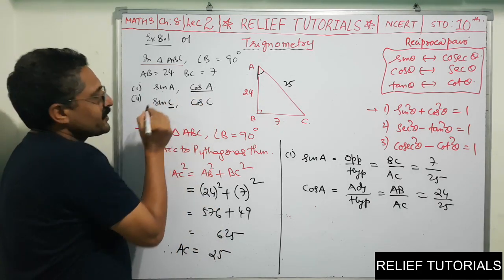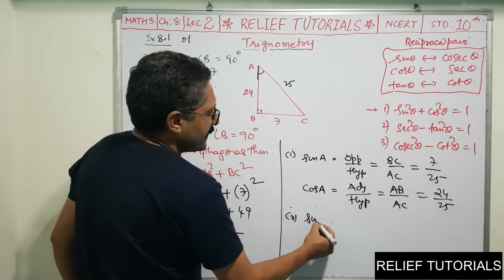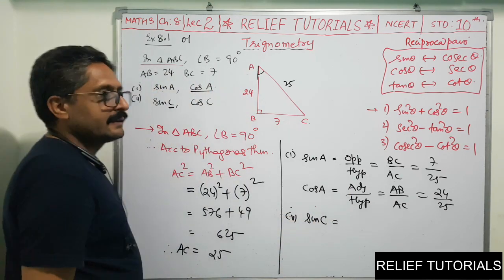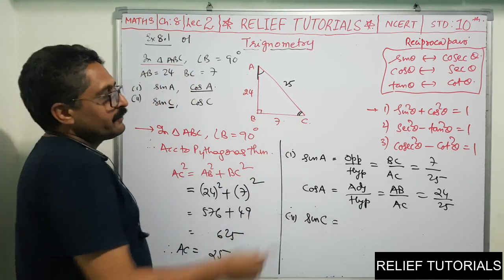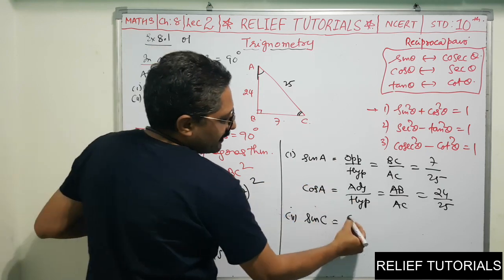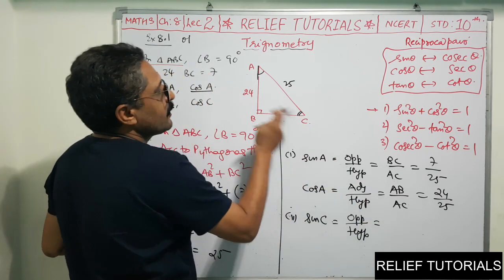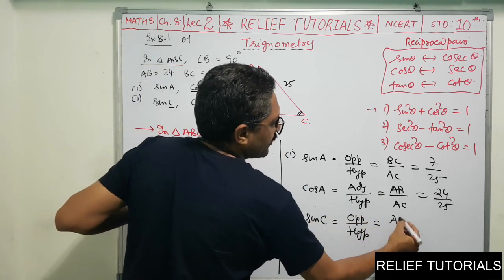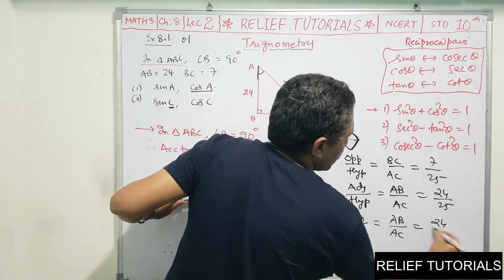Now see here, the angle is changed. Now second one, you have to find sine C. So you have to consider this angle C now. If you consider sine C, sine is always opposite upon hypotenuse. Now for sine C, the opposite side is AB. Hypotenuse is AC. So AB is 24 upon 25.